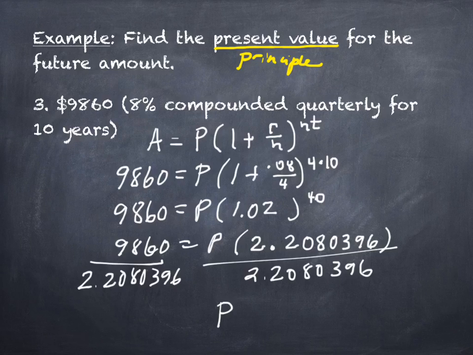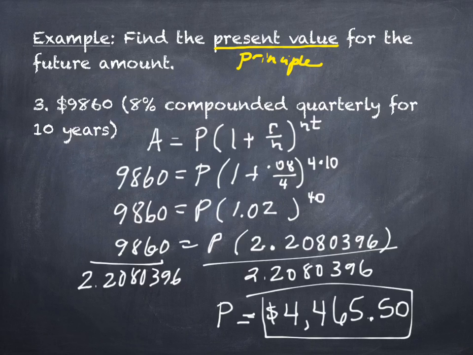And we're going to have P equals whatever this division is. So take your calculator, 9860, and you're going to divide by 2.2080396 64. If you have more decimals, that's fine. And the approximate value is $4,465.50. Does it end up being exactly 50 at the end, Leah? 499, so we'll round to 50. Perfect. Okay. And this is a dollar amount, right? So we are going to use 2 decimals of accuracy and put a dollar sign on there. Okay?